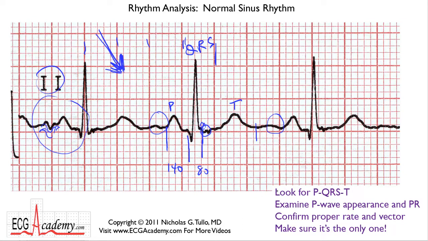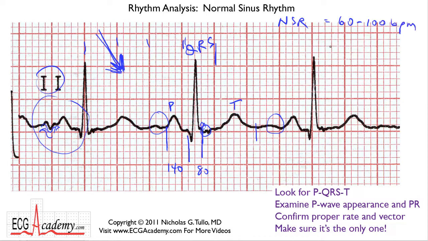So what do we have? We have a normal PQRST appearance. The PR interval is normal. The P wave appearance is normal. The rate is in the normal range. What is the normal range for normal sinus rhythm? It should be 60 to 100 beats per minute.